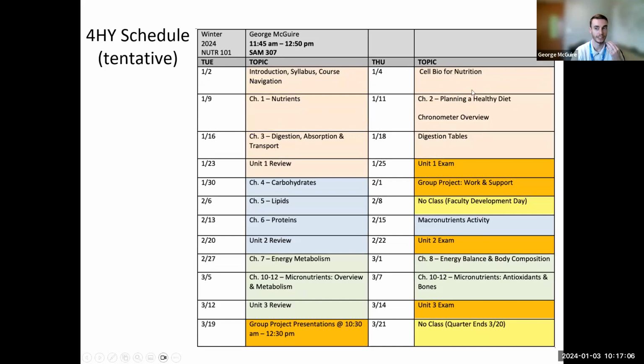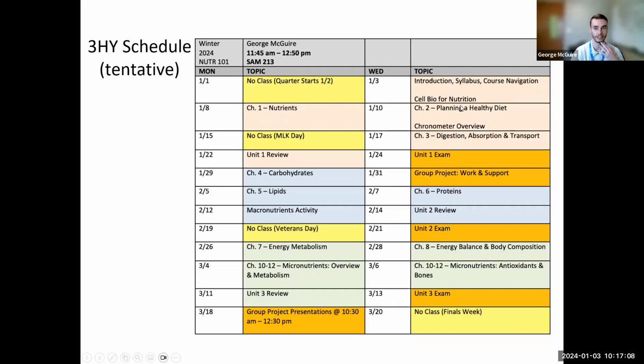Okay. And so that stuff kind of falls throughout the quarter, right? Section 3 has a lot more days that we miss because of the college being closed. So we missed the first day of class that we could have potentially had because quarter hadn't started. We have Martin Luther King Jr.